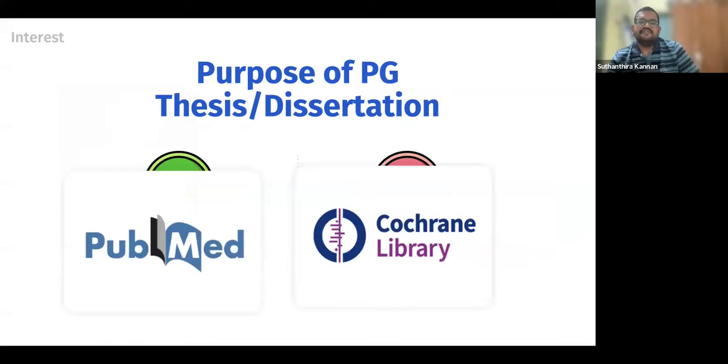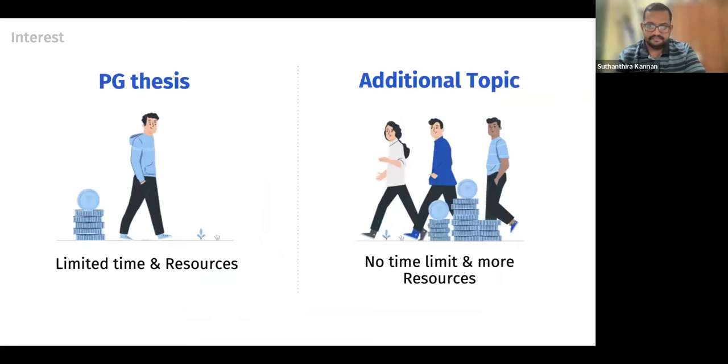So what is the purpose of a PG thesis or dissertation? You have to get published in a very good journal, or your study should be in the Cochrane library. So there are differences between research and a PG thesis. As I told you at the first itself, a PG thesis has limited time and resources. It is not 36 months actually. You have only 15 months for your data collection. For research, there is no time limit and more resources will be available.